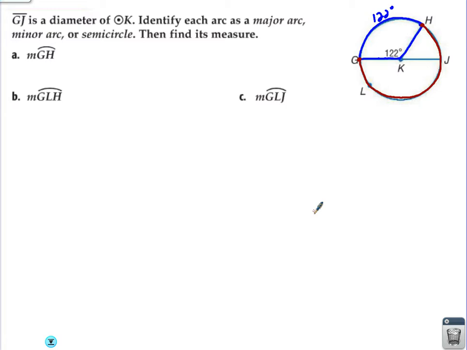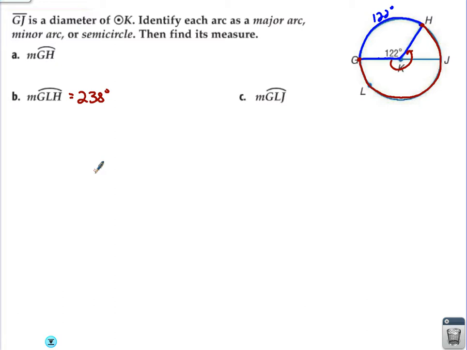Does anybody know what this angle here is equal to? If this is 122, what's this angle? Because that's the arc that we're talking about. What is this angle equal to? 360 minus the 122, which is 238. So therefore, the measure of GLH is 238 degrees. Any questions there?